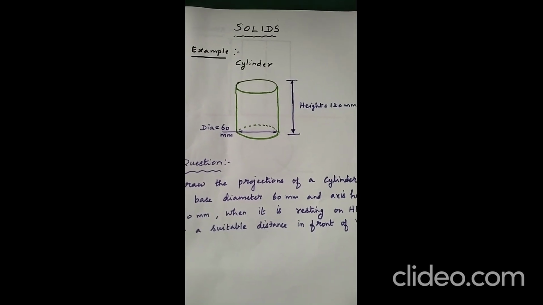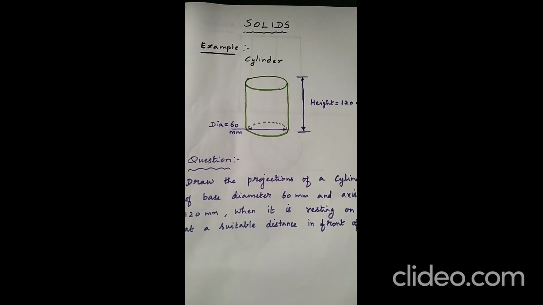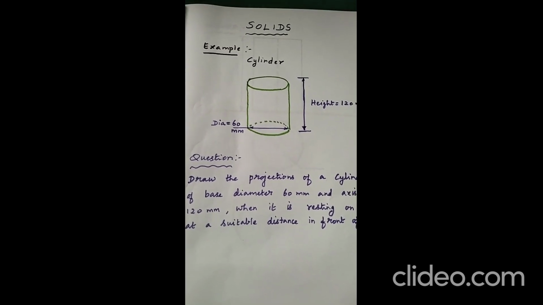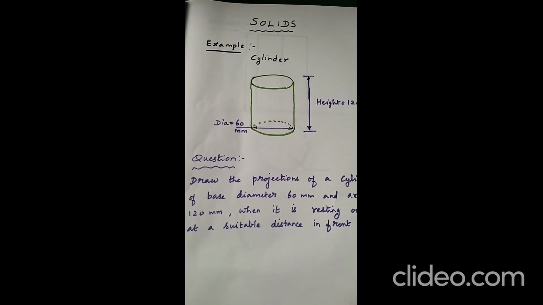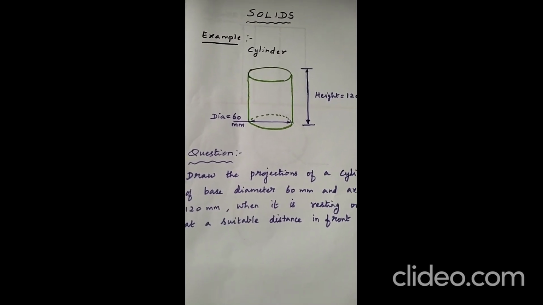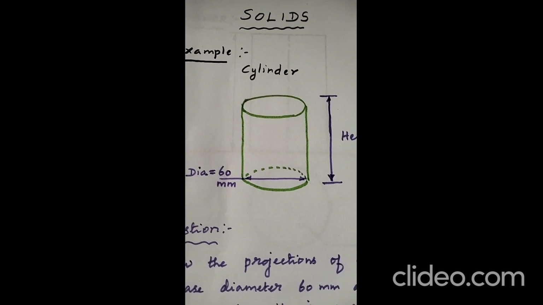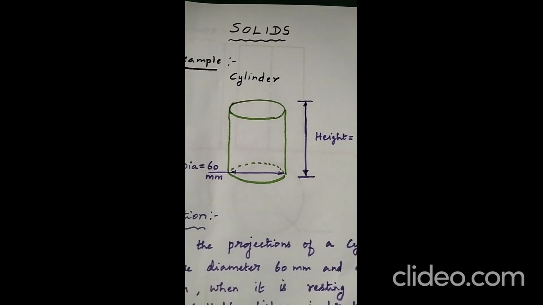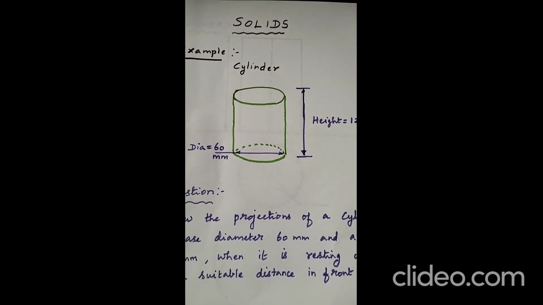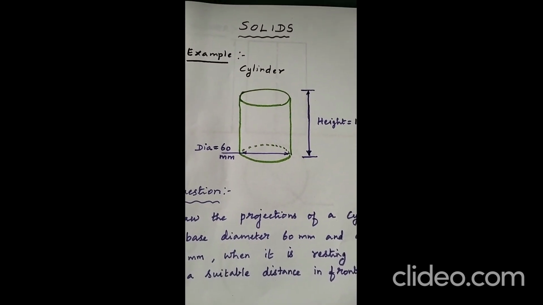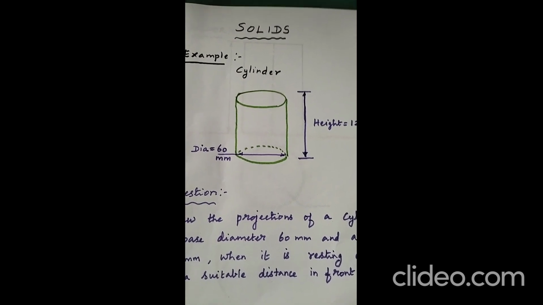Again, before going to discussion on the answer, we see what solid we have taken once again. In the case of solids, in order to project them onto the vertical plane and horizontal plane, we are taking the case of a cylinder of base diameter 60 mm and axis height 120 mm. Now we will see how to project this cylinder onto the horizontal plane and vertical plane.